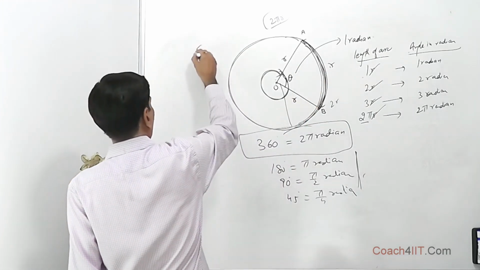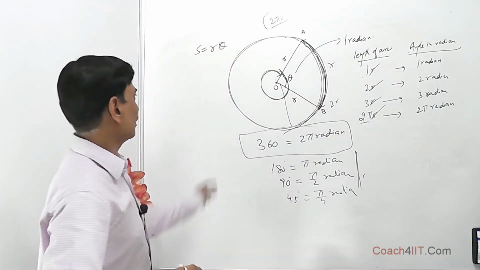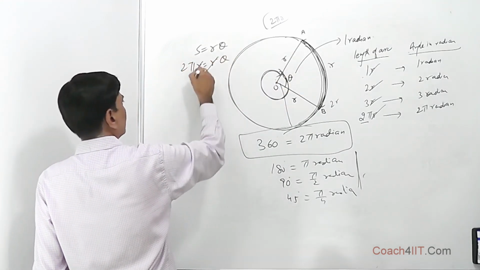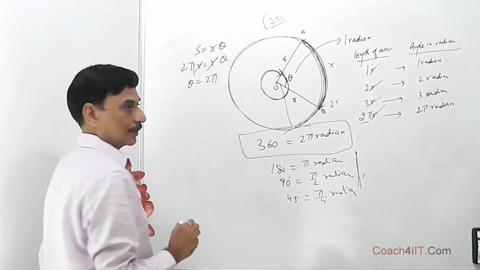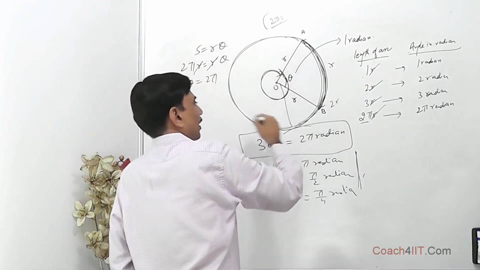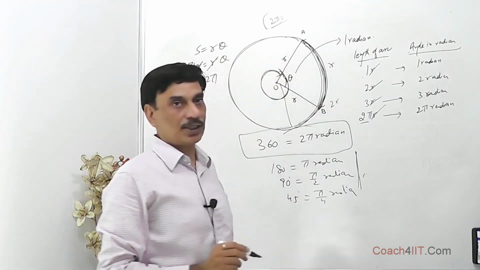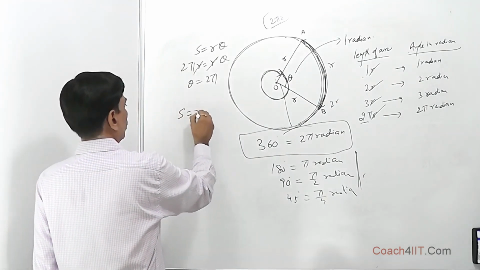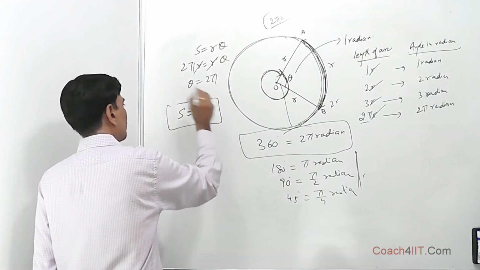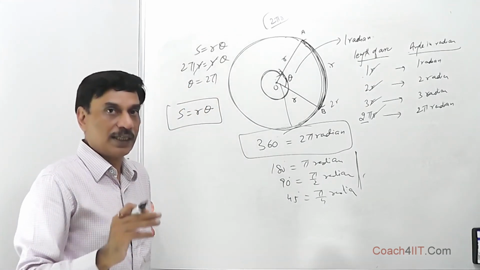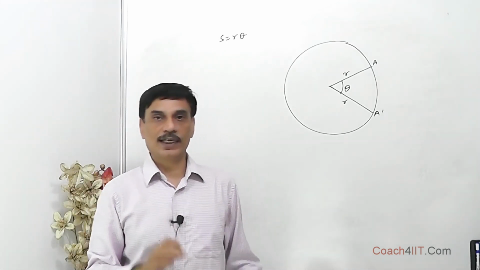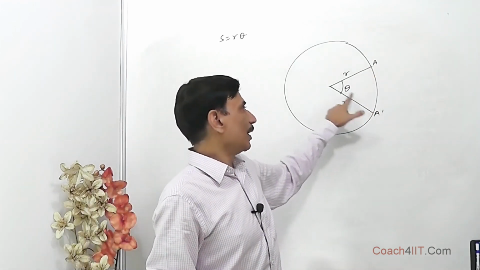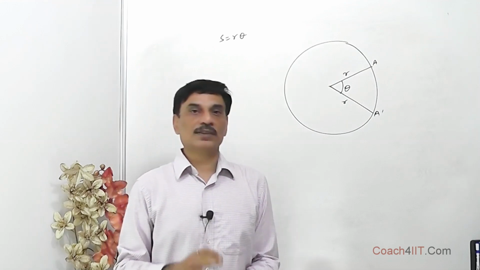So from here we can say S is equal to r theta. Suppose for the whole arc, 2 pi r is equal to r into theta, so theta becomes equal to 2 pi radian only. So the basic formula for the length of the arc and the relationship between the angle subtended at the center in radian is S is equal to r theta, where theta is necessarily in radians only. It is not in degrees. So S is equal to r theta is one of the basic formulas we shall be using, where S is the length of the arc, r is the radius, and theta is the angle subtended at the center in radians.